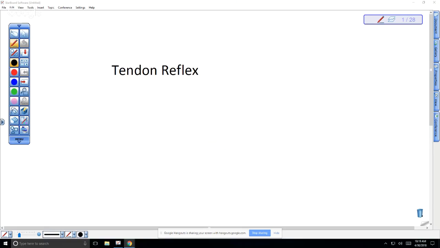About the stretch reflex. And so that would be monosynaptic. Okay. Would it be contralateral or ipsilateral? Ipsilateral, because the stimulus and the response are on the same side. Okay. So the tendon reflex has the exact opposite response of the stretch reflex.